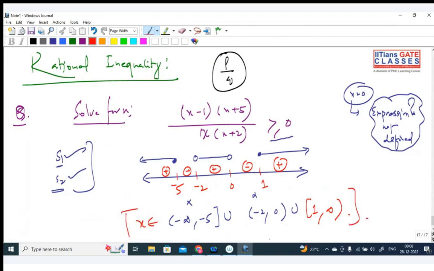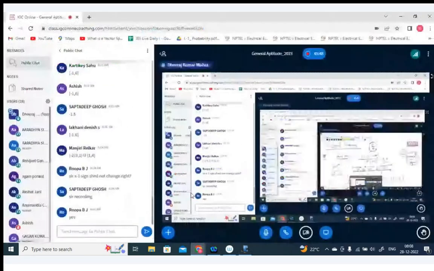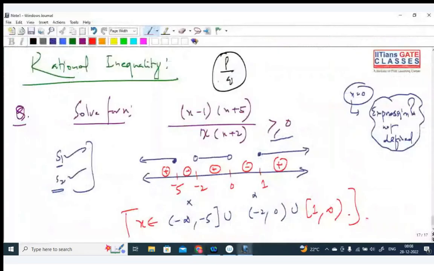I believe this is fine for everyone. So if you are solving the rational inequality, keep in mind this: whatever concept we have discussed for polynomial is valid for ratio of polynomial as well.